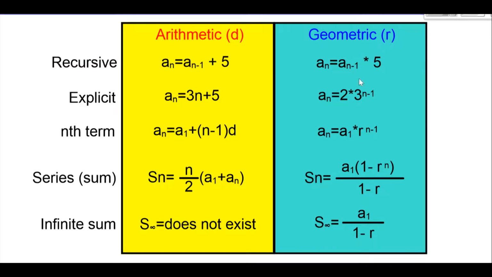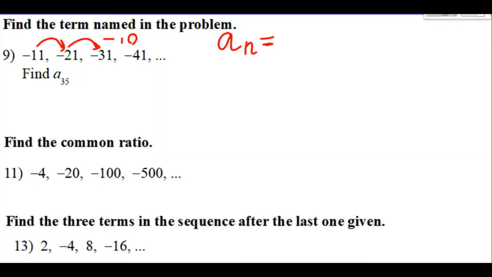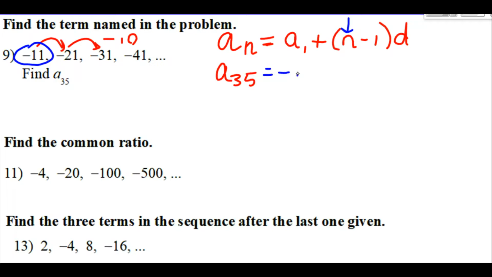I know I'm using the nth term formula for arithmetic. I'm using the same one I just used. So an equals a1 plus n minus 1 times d. So we want to find the 35th term, a35. That's telling me that n is 35, and so I can plug that in for n right here. But I also know a1 is negative 11. So negative 11 plus, if n is 35 right here, I'm going to have 35 minus 1, or 34, times the d number. D number was negative 10.